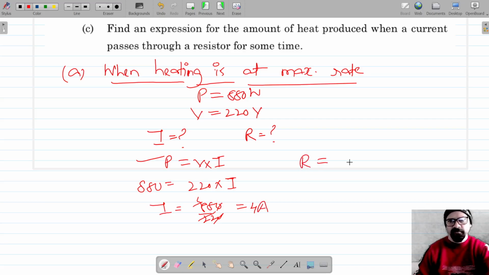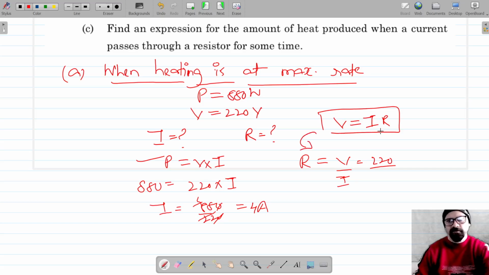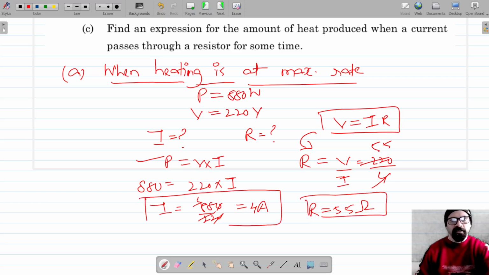Let's find out the resistance. Resistance is equal to V upon I. Using Ohm's law, we can find the resistance. Potential difference is 220, and current is 4. So 4 fives are 20, and resistance is 55 ohm. So current is 4 ampere and resistance is 55 ohms at maximum rate.